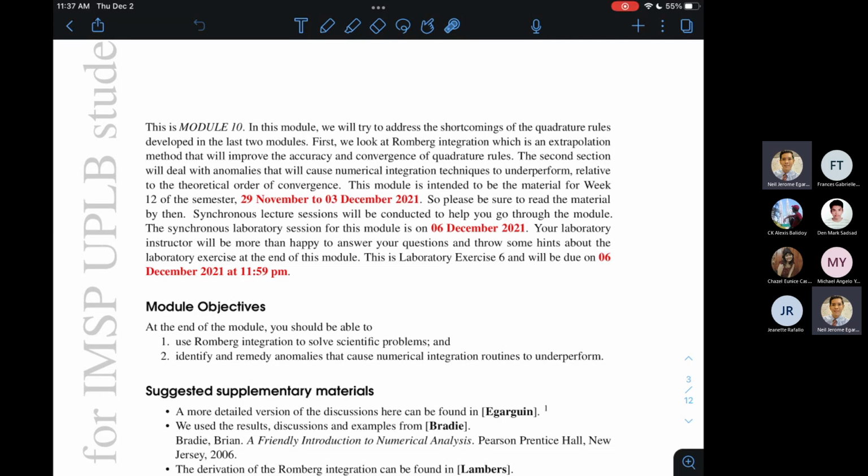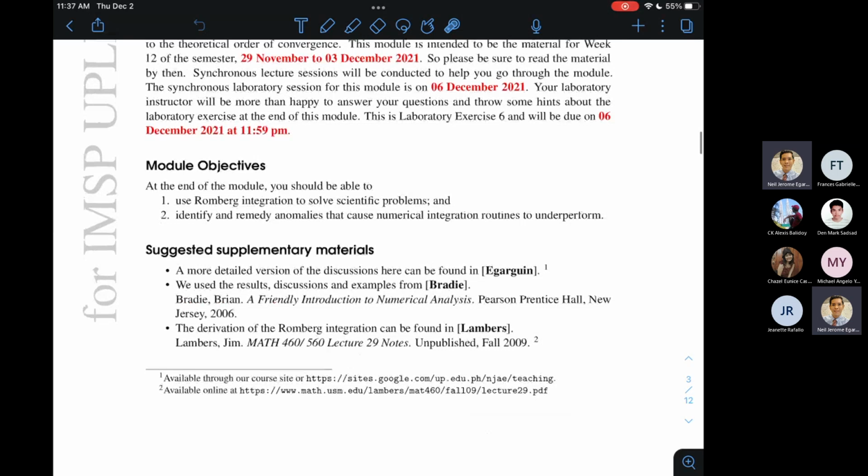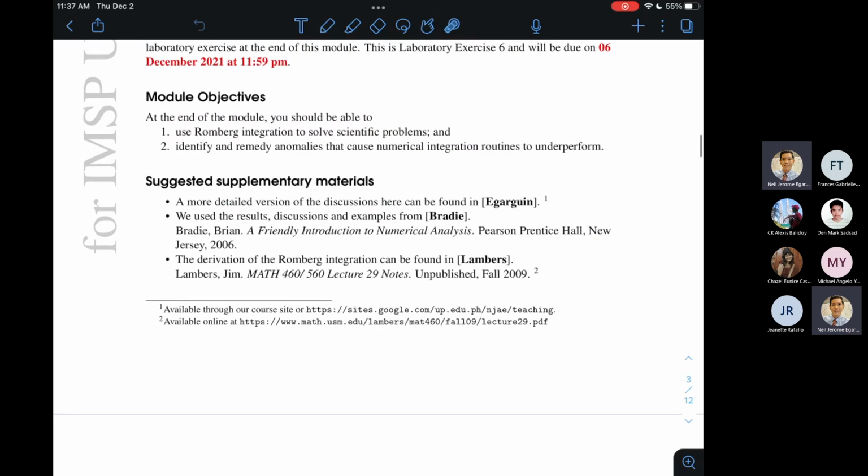Right? So the recording yesterday discussed Romberg integration, so that will take care of objective number 1. Now we will look at objective number 2, which is on the identification and solving of numerical integration anomalies. When I say numerical integration anomalies, ito yung mga problema dun sa integrand kung bakit magfe-fail o mag-underperform yung mga numerical integration routines na na-discuss natin.